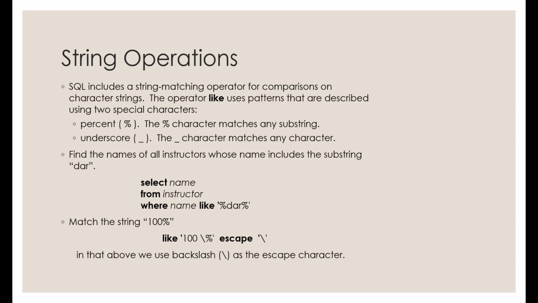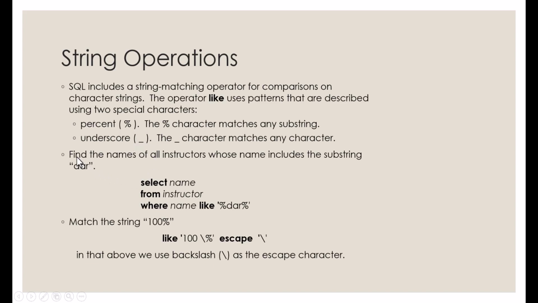So let's go into the different types of string operation. We couldn't do this in relational algebra, but in SQL you can. This is called the string matching operator. There are two different options: one is the percent sign, and one is the underscore. The percent sign matches any substring, anywhere from 0 characters all the way to infinity. And underscore specifies that it matches exactly one character.